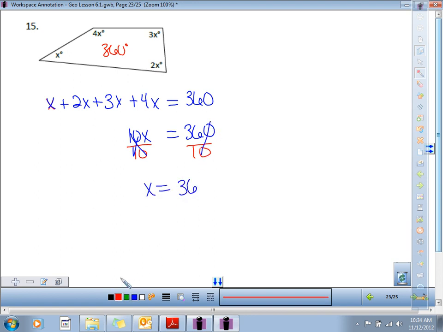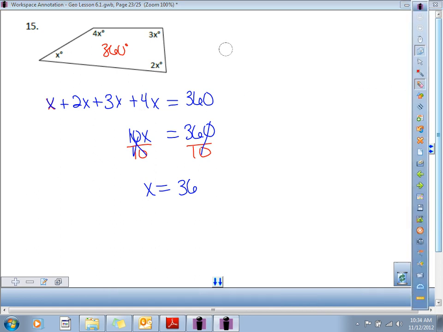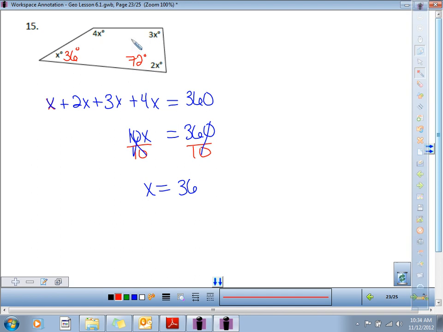Now remember, I'm going to ask you what the angles are. So if we go back up to the quadrilateral, this angle right here is 36 degrees. This is twice that, which is 72 degrees. This is 3 times that 36, which is 108 degrees. And this is 4 times that 36, which is 144 degrees. And if you want to take a wild guess what those four add up to, they add up to 360 degrees. Okay. All right.